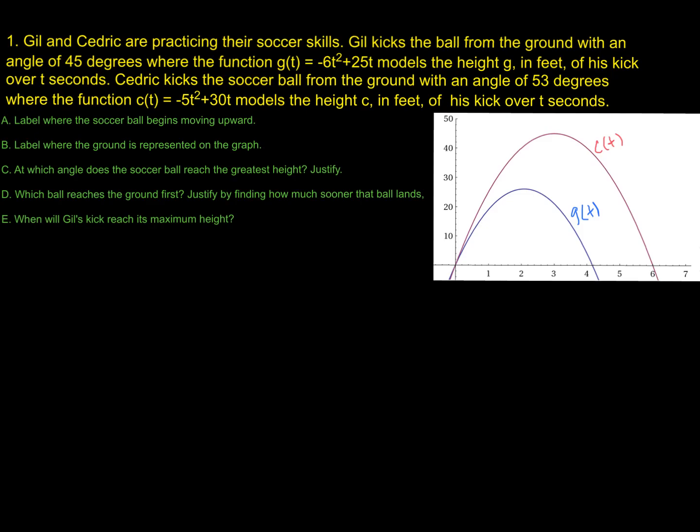All right, so here we are taking a look again at Gil and Cedric, and they're practicing their soccer skills, and we know from the introduction that they each kick a soccer ball. Gil kicks one at a 45-degree angle, and Cedric kicks one at a 53-degree angle. And we're given the two functions that model the height of each kick over the number of seconds that the ball travels in the air.